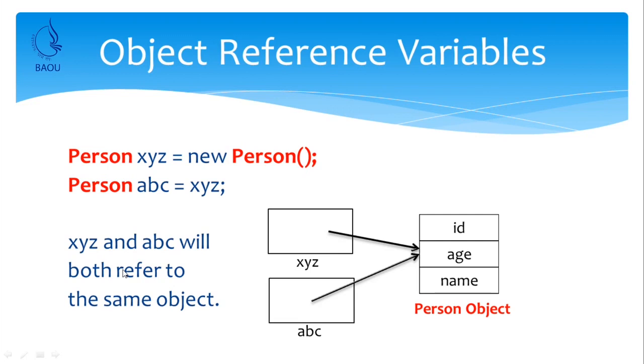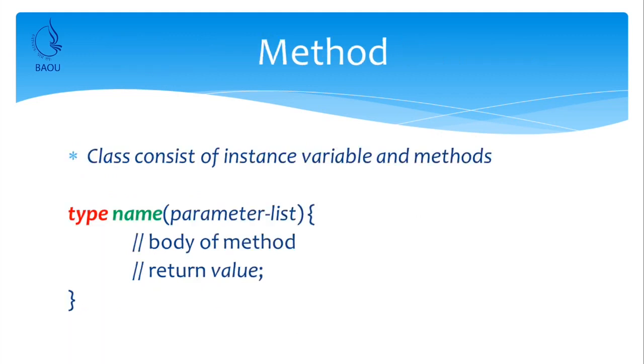So, you might be surprised to know that xyz and abc will both refer to the same object, and there is no different object like an ordinary variable. Now, we discuss method in detail. Every method has a name. The name, which is shown here in green color, represents the name of the method.